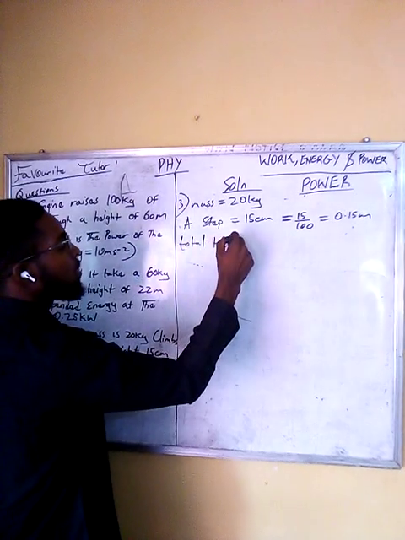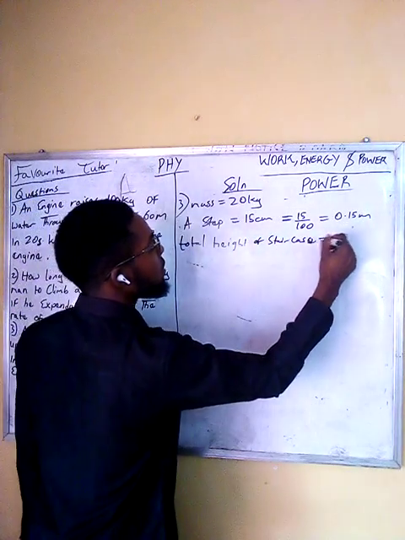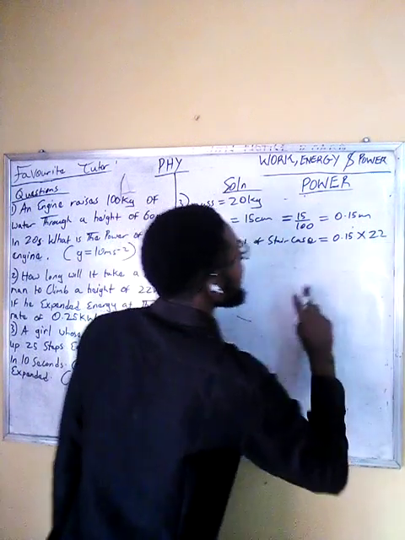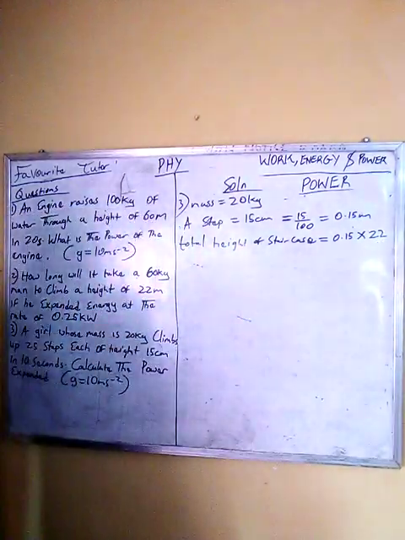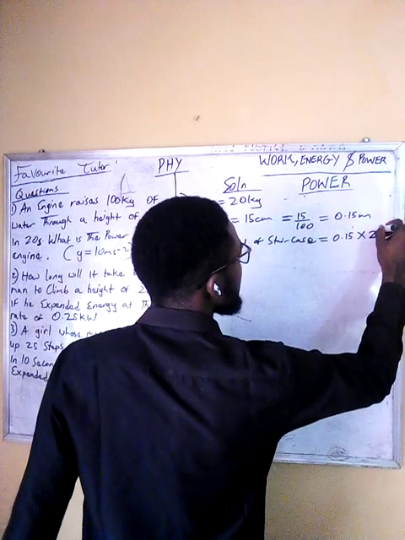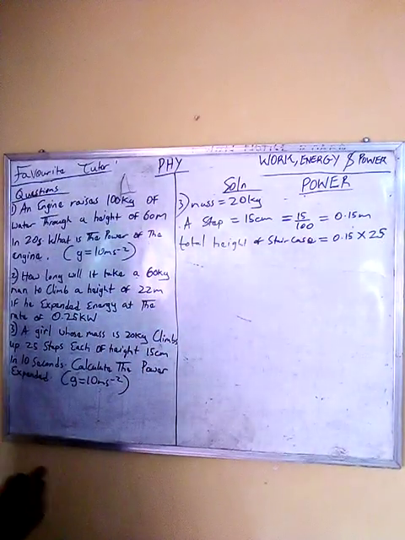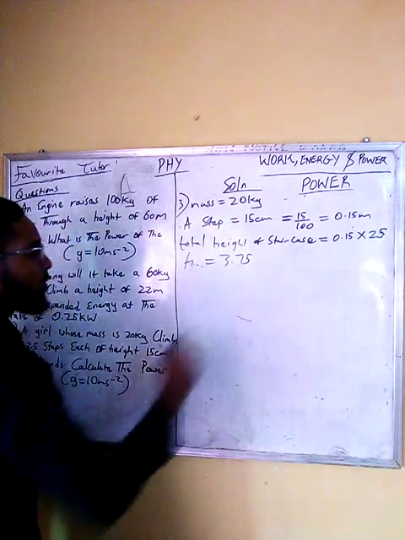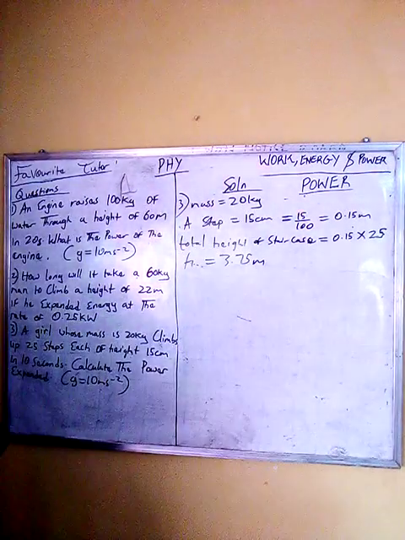So therefore, the total height of the staircase will be 0.15 times, if a step is 0.15 and the girl climbs 25 steps, so it's 0.15 times 25. So therefore the total height will be equal to 3.75 meters. Yes, it's going to be 3.75 meters.